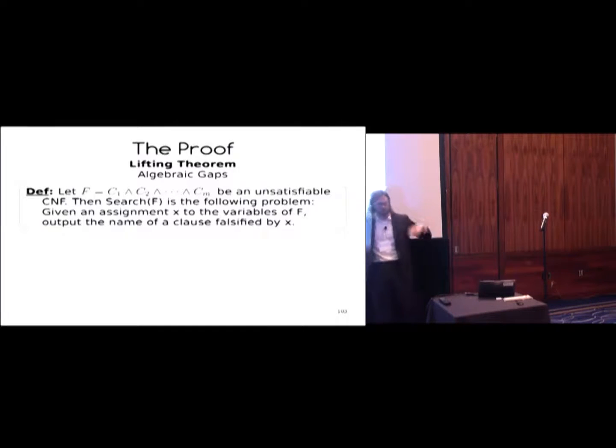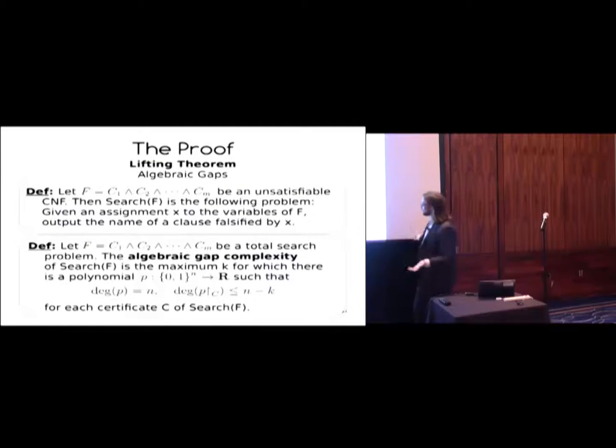Okay? All of our search problems that get associated with functions are of this form. And now, what's an algebraic gap? Well, if you start with one of these search problems, then the algebraic gap complexity of the search problem is just the maximum k for which there is a polynomial with high degree, like degree n, but for each certificate of the search problem, so for each assignment which falsifies one of the clauses, if I hit the polynomial with that restriction, the degree is going to drop precipitously.